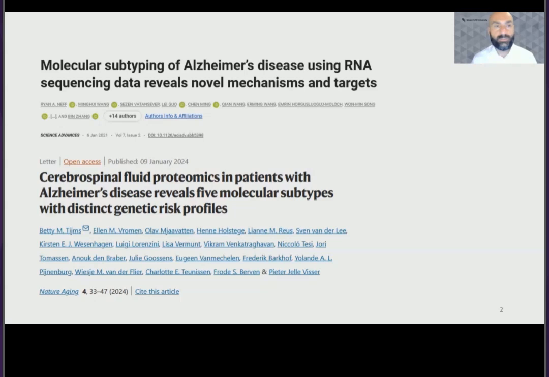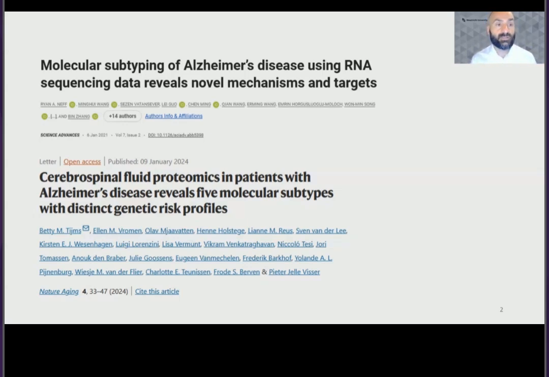I'm sure that all of you in this room are aware of the considerable heterogeneity in clinical manifestations of Alzheimer's disease, including age of onset, rate of progression, neuropsychiatric symptoms, and of course, response to medication. So it is very important to decode this heterogeneity at the molecular level to be able to have precision diagnostics and treatment, of course. In recent years, there have been some omics-based molecular subtypings of Alzheimer's disease.